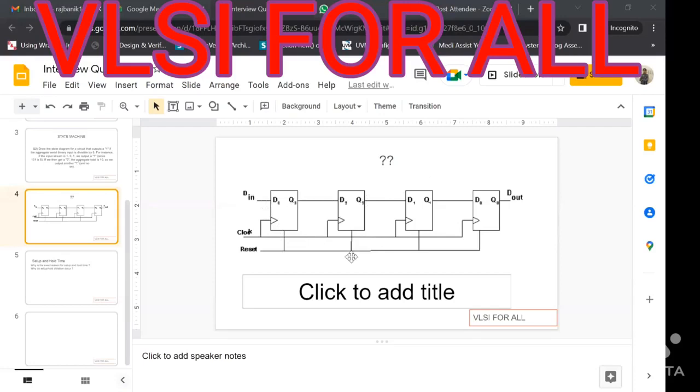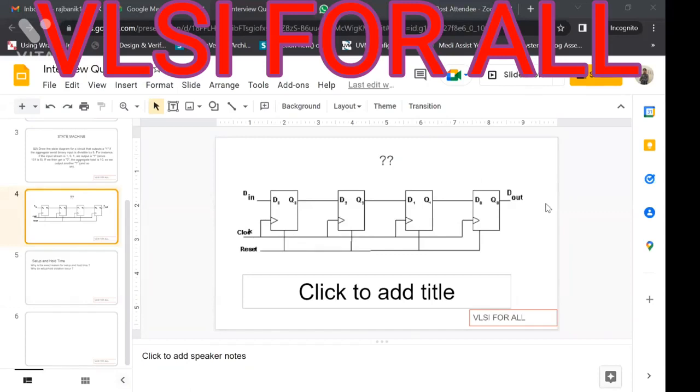So basically, let us consider that this circuit has a problem. This shift register has a problem. The problem is that if you are giving an input D in, then you have to apply 4 clock pulses to get the output as D out. Is it correct or not? Is the statement correct? Yes, sir. We need 4 clock pulses for this input to come to this output.